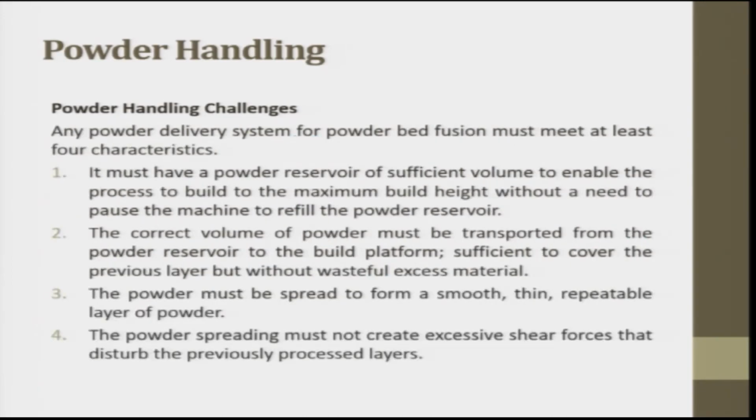Any powder delivery system for powder bed fusion must meet at least four characteristics. It must have a powder reservoir of sufficient volume to enable the process to build to the maximum build height without a need to pause the machine to refill the powder reservoir. This is one thing you cannot do in between: if you stop, refill and restart, there will be delamination. The correct volume of powder must be transported from the powder reservoir to the build platform, sufficient to cover the previous layer but without wasteful excess material.